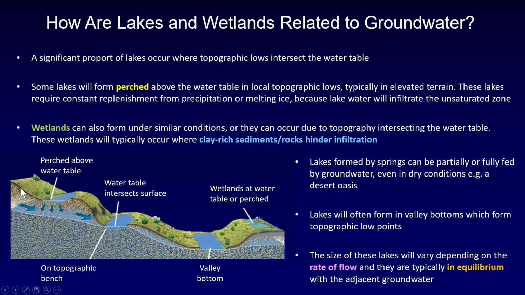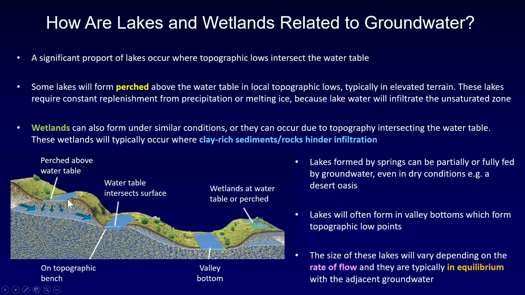Now, because this material is porous, it's permeable, water is going to be leaving the lake, infiltrating down through the unsaturated zone and entering the saturated zone and becoming groundwater. So straight away you're thinking to yourself, well, hold on, that means the lake's going to empty out. So why is the lake full of water? In the case of perched lakes, they need to have a constant supply of water, which is either being supplied by a river or it's being supplied by melting ice.